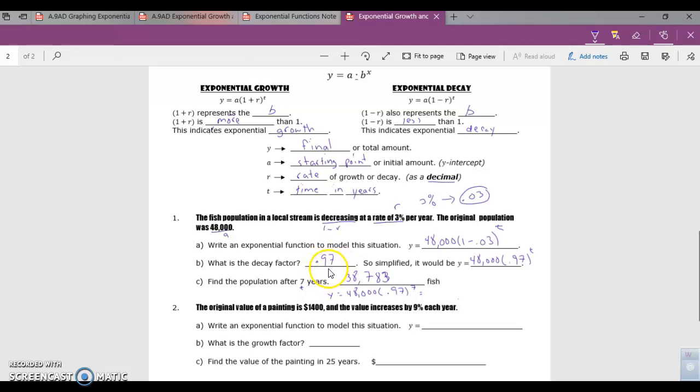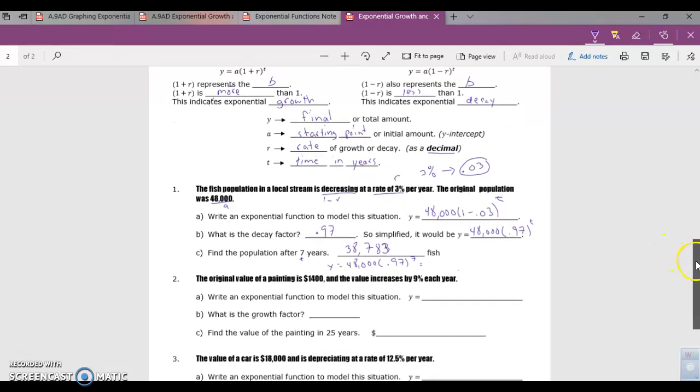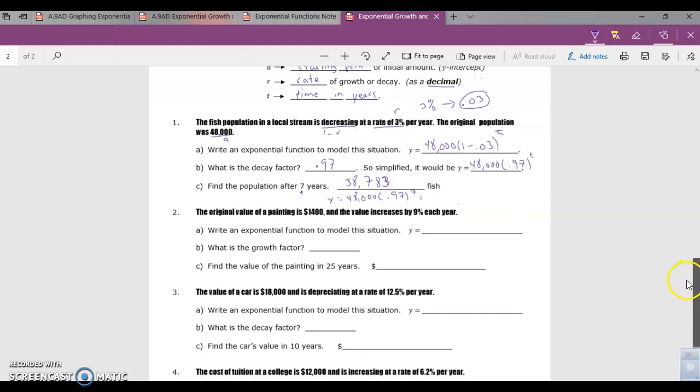If this was closer to 0, like let's say it was 0.03, then we'd be looking at a much more drastic drop off. Remember, 0.03 was my r, that was my rate, and we had to subtract that from 1 to get our decay factor. Okay, so understand the difference between our rate of decay and our decay factor. Those are two different things. Your decay factor is when you subtract your rate from 1. Your growth factor is when you add your r to 1.